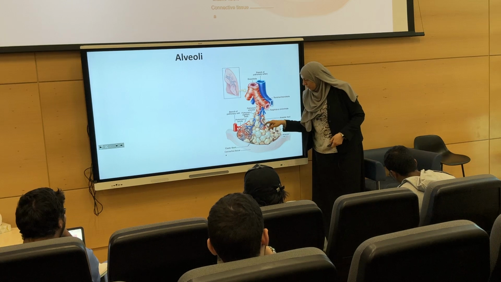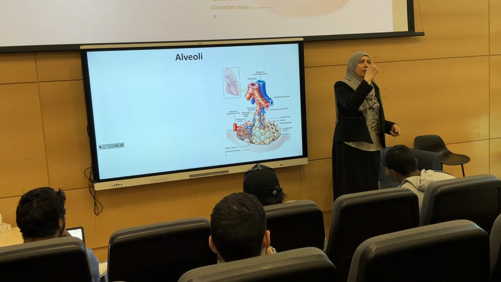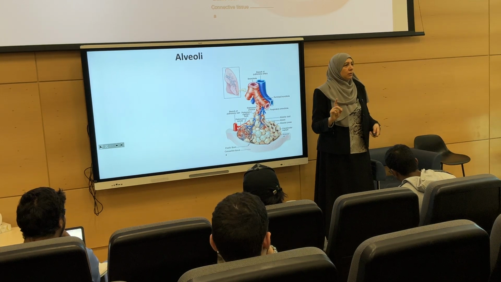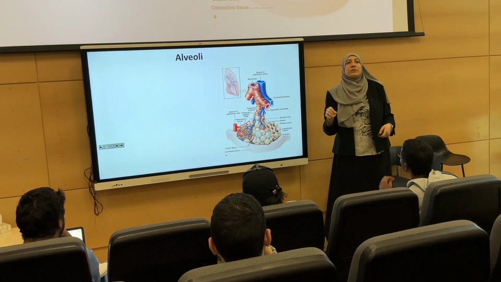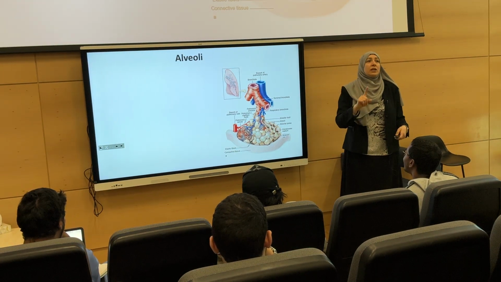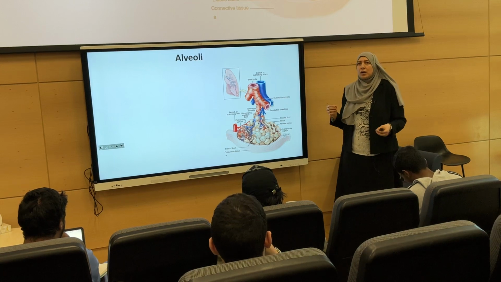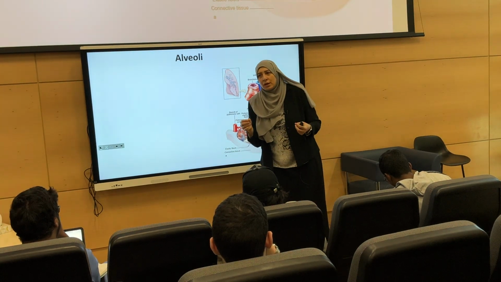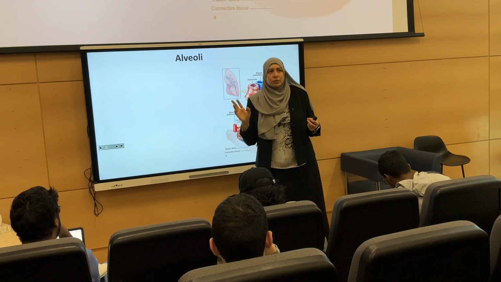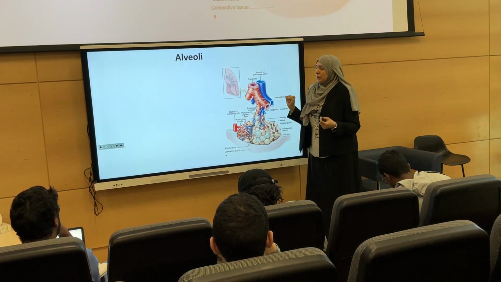How many alveoli do we have in one lung? 300? Only 300? Too much. It's 150 million, around 150 million in each lung. Okay, and how big is it? It's around 0.2 millimeters in diameter.